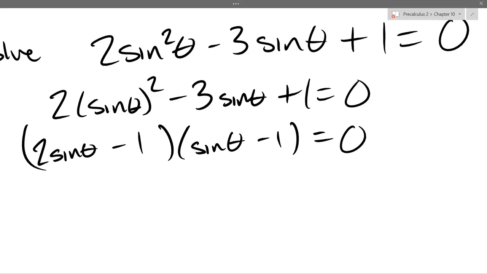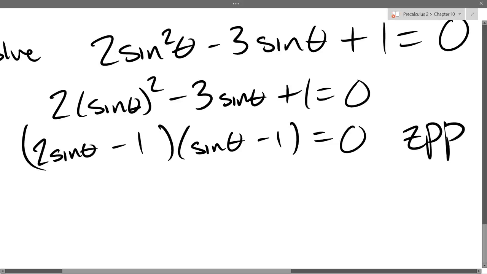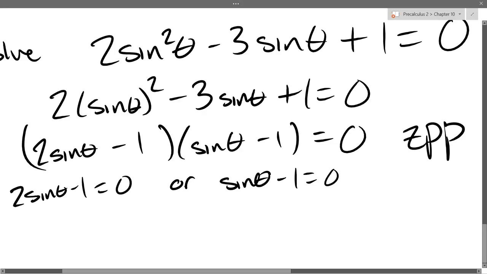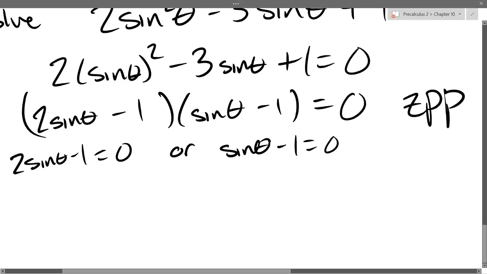So we factored, zero product property. So multiply to make 0 means either of them are 0 separately. 2 sine theta minus 1 equals 0, or sine theta minus 1 equals 0. So what we have right here are two linear trigonometry problems. So they're just like the ones we did before. So now all we have to do is add, subtract, or divide, and we'll be able to figure out sine theta. So add 1, divide by 2. Sine theta equals 1 half, or sine theta equals 1.